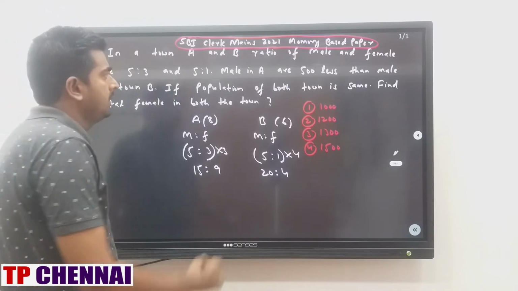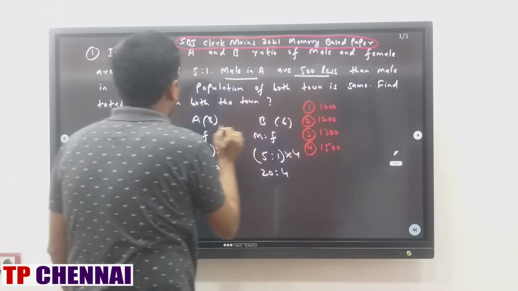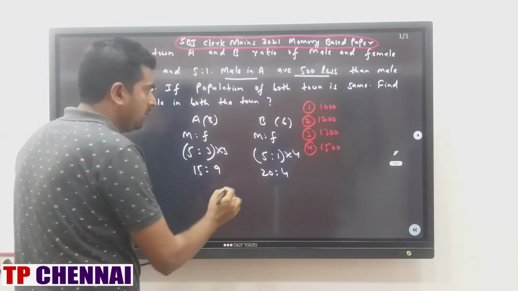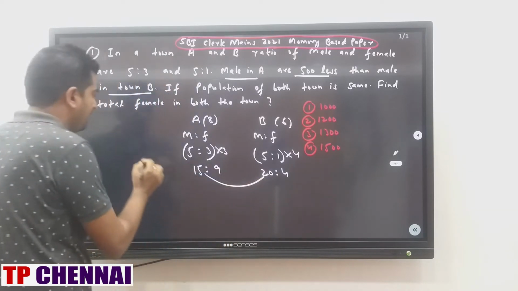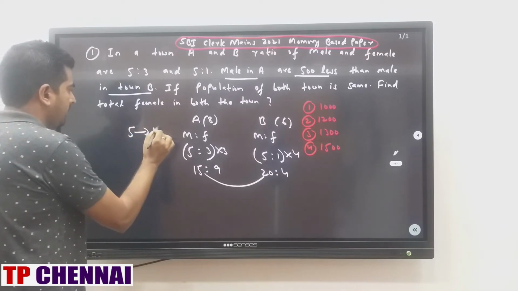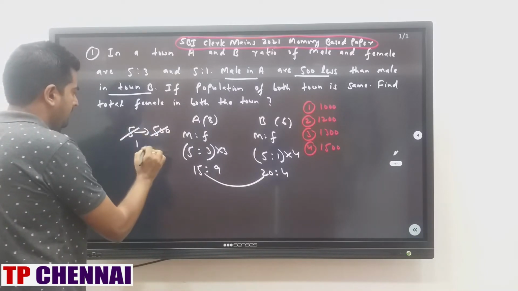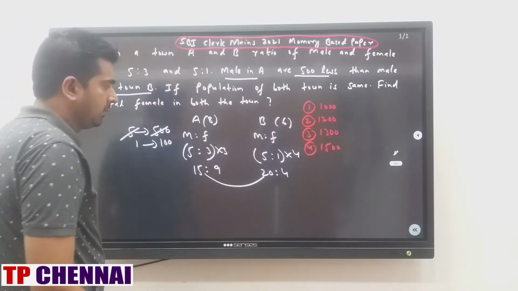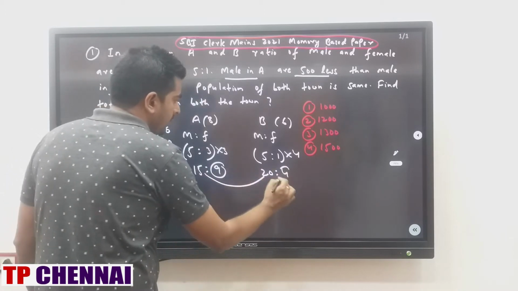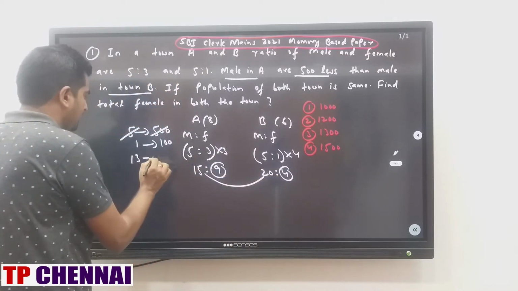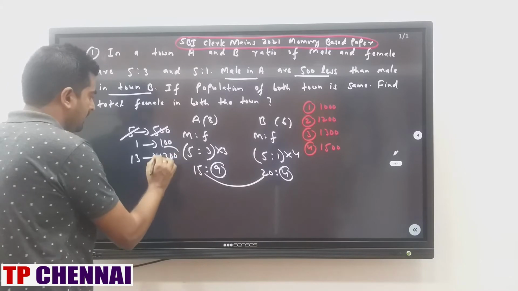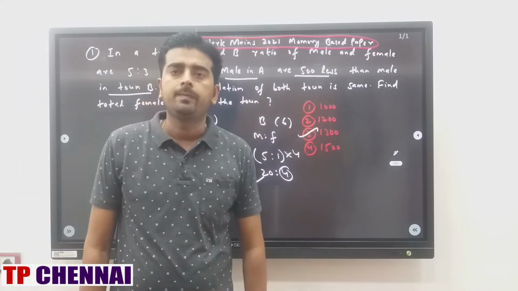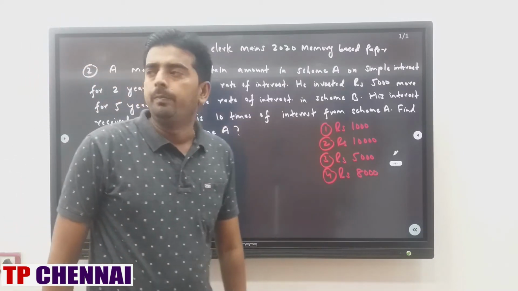Now they have given that male in A are 500 less than male in town B. Male in town A is 15, male in town B is 20. The gap is 5. 5 parts is 500, so 1 part is 100. Now they are asking for the total females in both the towns. Female is 9 here and 4 here. 9 plus 4 is 13. 13 parts is 1300. So my answer is the third option, 1300. Now we'll see question number 2.